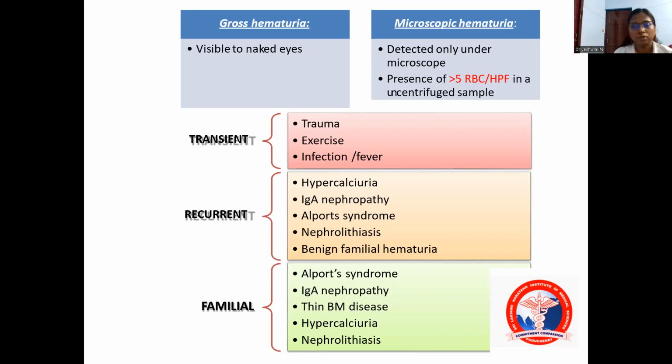So if there is a family history of hematuria, think of Alport syndrome, IgA nephropathy, thin basement membrane disease, hypercalciuria, or nephrolithiasis. In IgA nephropathy, a child will have a URI or a gastrointestinal infection, and 1 to 2 days after that, the child will have hematuria. This is because poorly glycosylated IgA is produced, leading to autoantibodies against IgA, and IgG, which get deposited in the glomerular basement membrane, causing damage. That is IgA nephropathy, which will be confirmed by kidney biopsy.